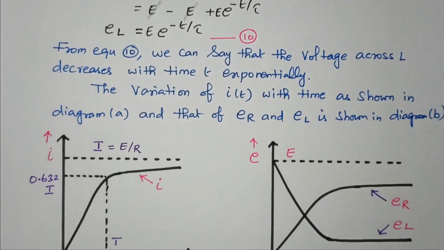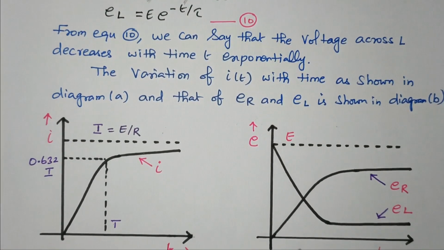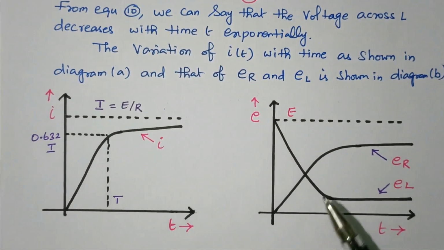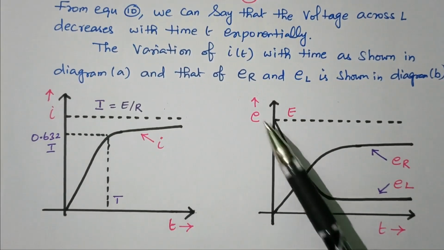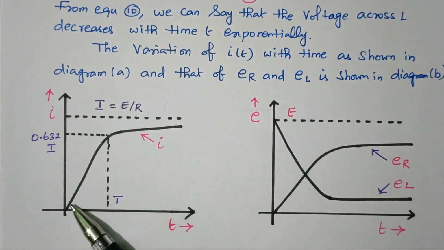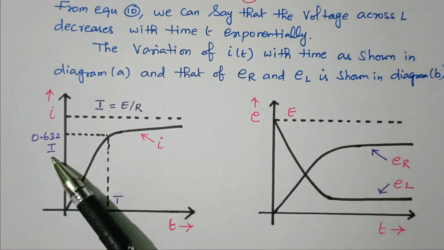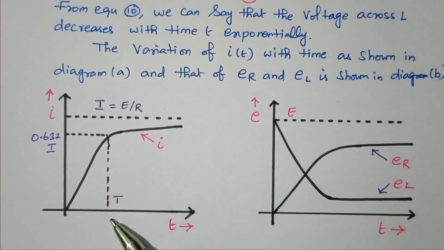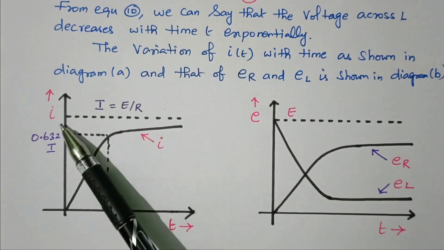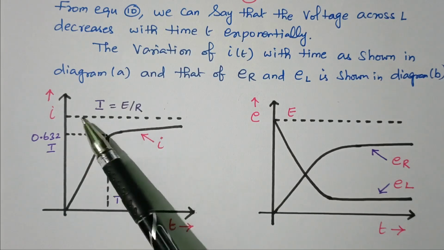Diagram A shows the variation of the current I of t. Diagram B shows the variation of ER and EL. We already discussed that the current is increasing with respect to time. When the time increases, current is increasing. So this is about 0.632 times of I at the time t. Thereafter it increases until this total current, I equal to E by R, the steady current.